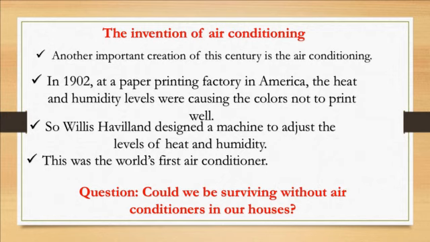In 1902, at a paper printing factory in America, the heat and humidity levels were causing the colors not to print well. So one of the employees called Willis Haviland designed a machine to adjust the levels of heat and humidity.